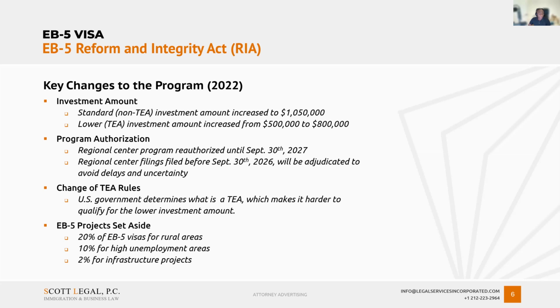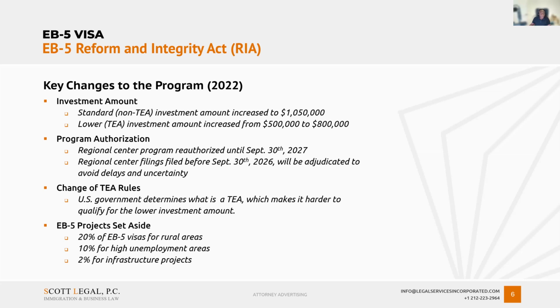And likely will be reauthorized even then. The program also said that if the government hasn't reauthorized the program in time, they can still adjudicate petitions as long as they were filed before September 30th, 2026. And they did modify the rules a little bit to make the TEA zones a bit more difficult to qualify, but I think it's still fair.